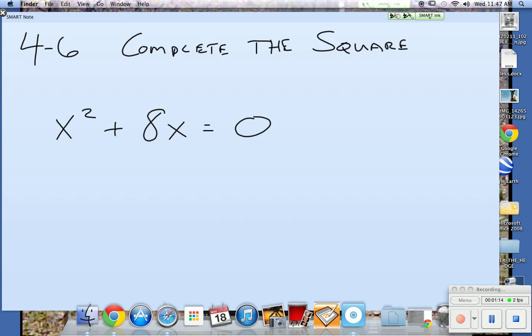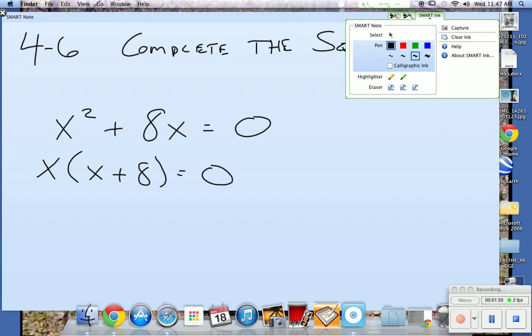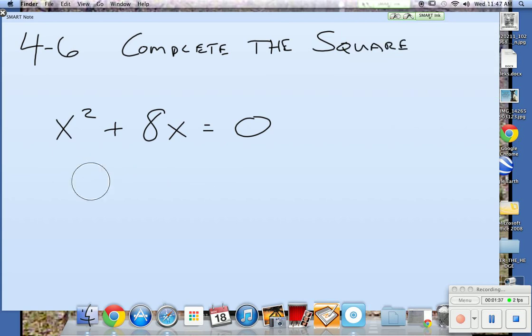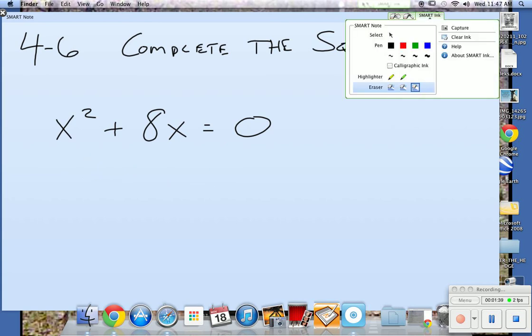Now before it was kind of easy. We could just factor out an x here, right? And we could say x and x plus 8 equals 0. And we could figure out that 0 and negative 8 would be the two values. But we're going to complete the square on this. And there will be times when you cannot do what we just did, where you have to set up a complete the square.